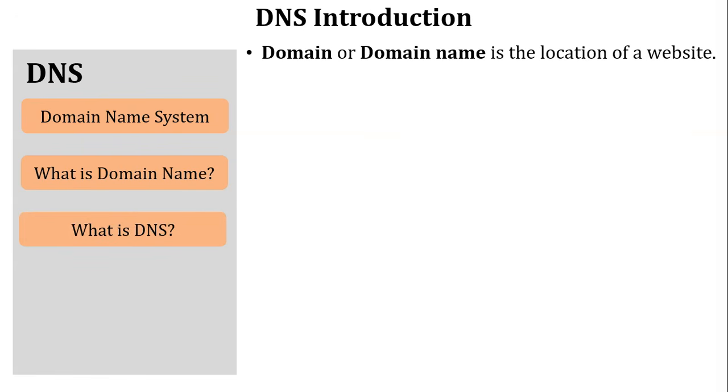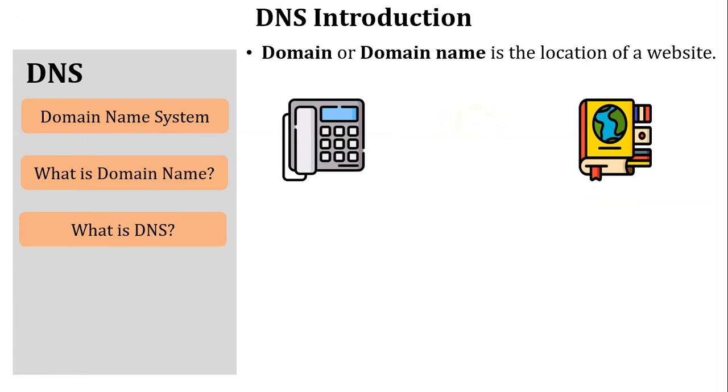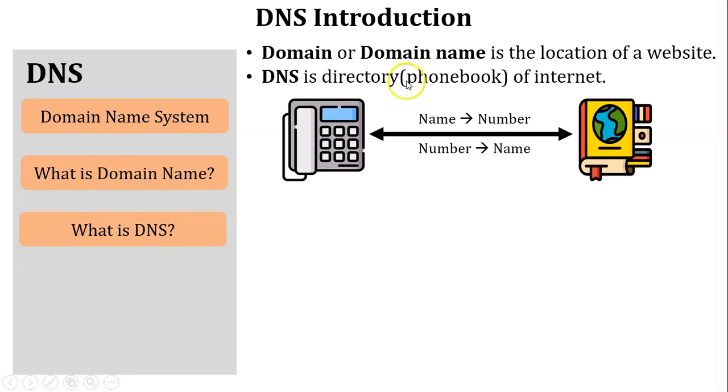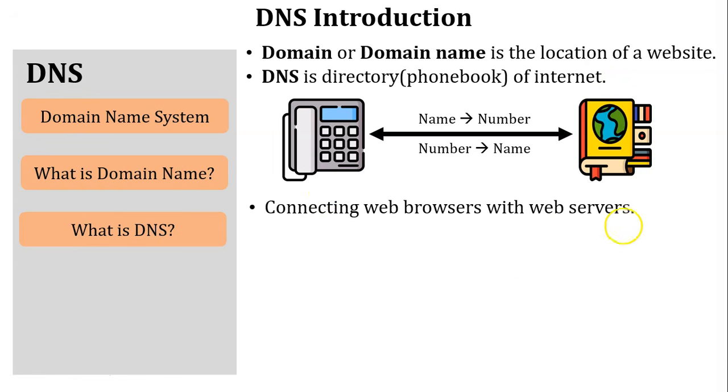Next, what is DNS? Before discussing the DNS, I will give you one non-technical example to understand it. We all know about the telephone directory. Using the telephone directory, we can find the number from the name and the name from the number. So now we can say the DNS is the directory of the internet. Using the DNS, web browsers are connected with web servers. It means the user can access the website from the web servers through the DNS. So how can a user access the website from the web server using the DNS? I will discuss this topic in the working of DNS.